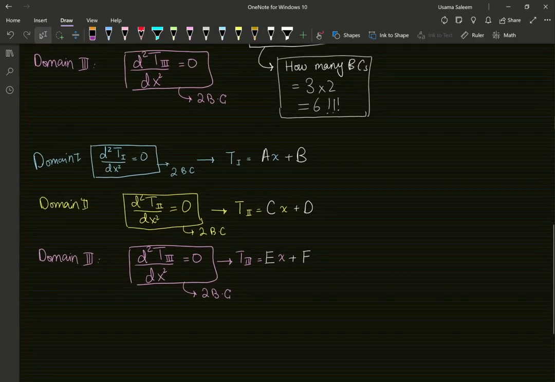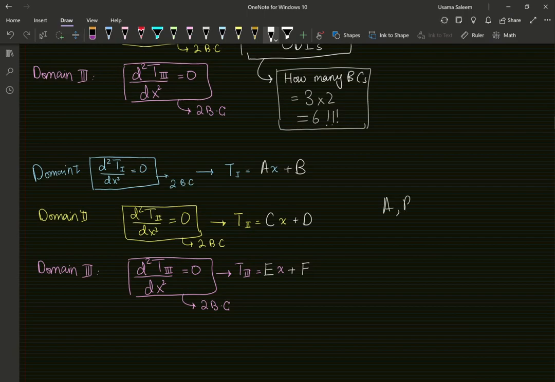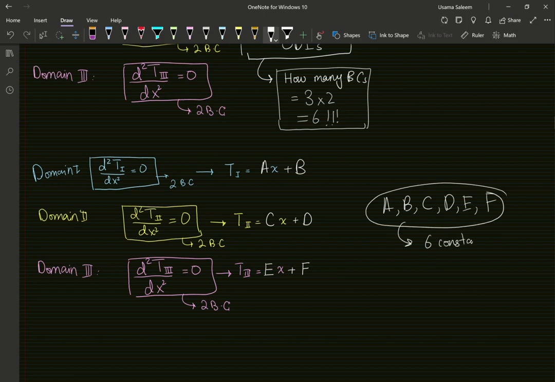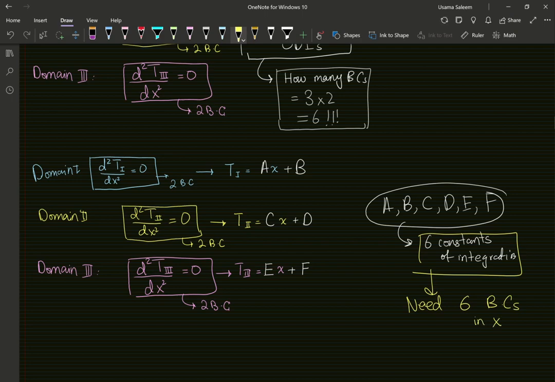Please note that A, B, C, D, E, and F are the six constants of integration, which I have to solve for algebraically. Six constants of integration, which is why I absolutely need 6 boundary conditions in the x domain.